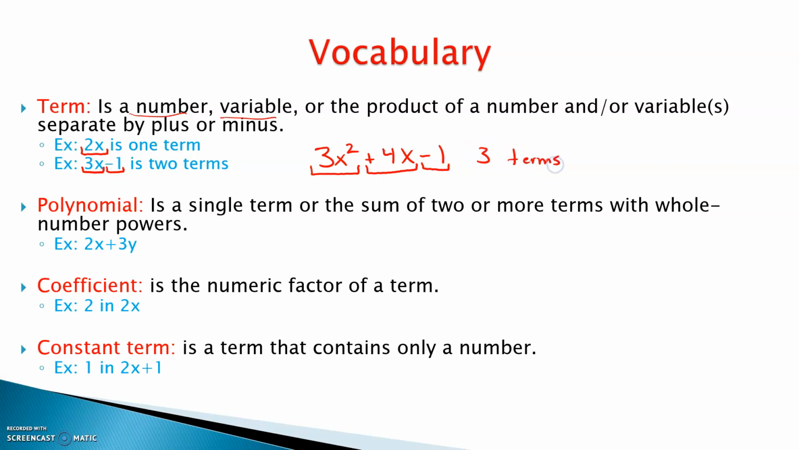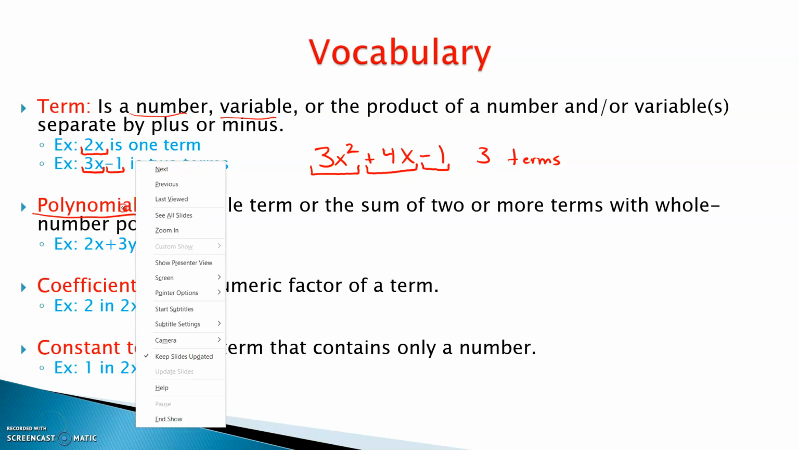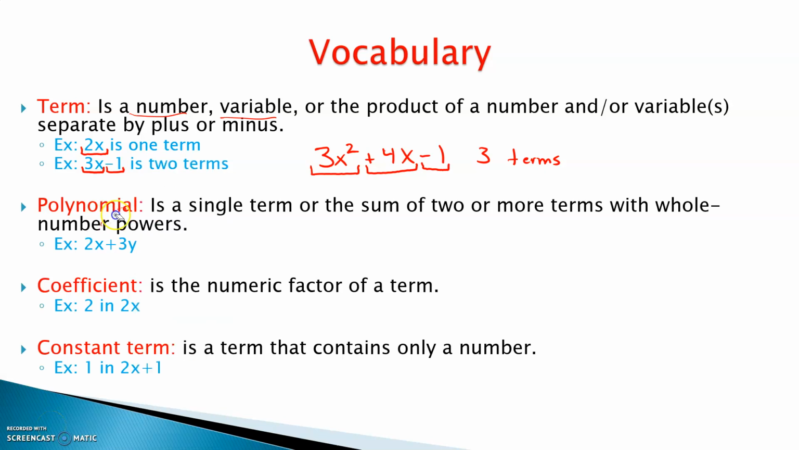I need you guys to get comfortable identifying your terms. As soon as you start putting a bunch of these terms together, you start creating longer and longer polynomials. So what is a polynomial? A polynomial, our next vocab word here, is a single term or a sum. It can be a combination of many terms with whole numbers as powers. So again, a polynomial, guys, I could have kept extending it here.